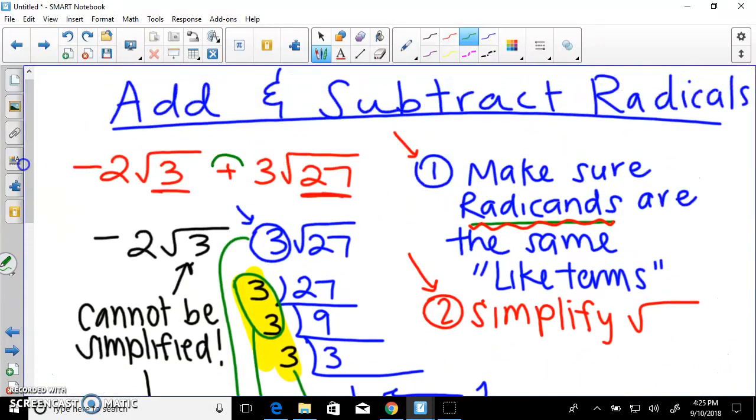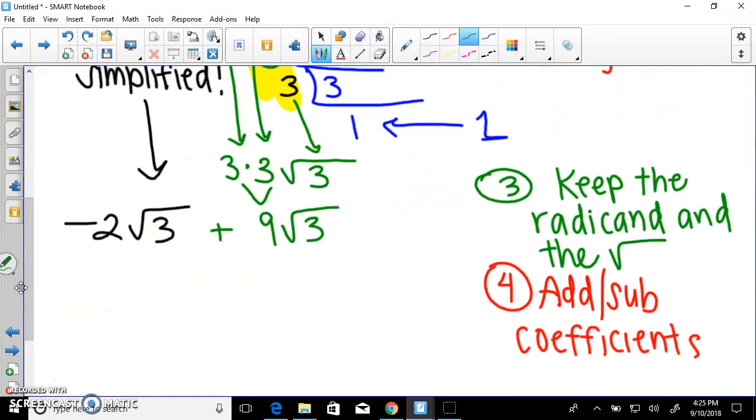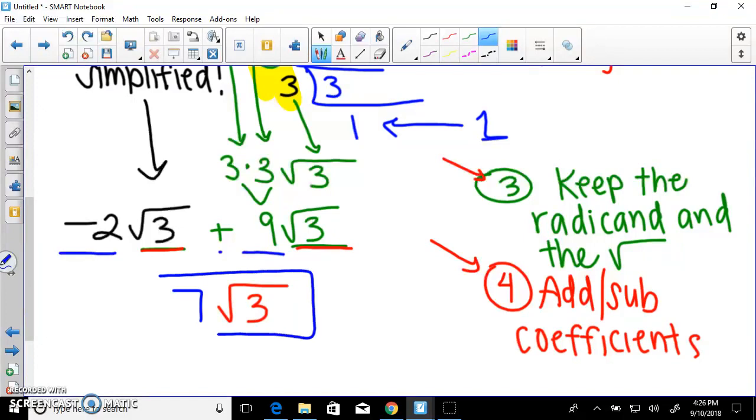And remember, there was addition in between the two terms. Okay, so now that we have like terms, or the similar radicand, we're going to move on to step 3. Keep the radicand and the square root symbol. So we're going to keep this square root of 3 for our answer. And then we're just going to add or subtract the coefficients. In this case, the coefficients are negative 2 plus 9, which gives us 7. So our final answer is 7 square root 3.